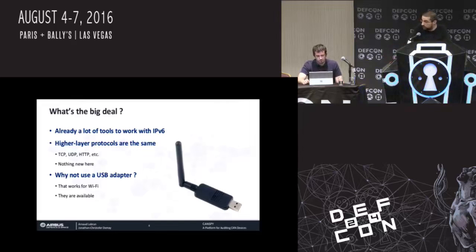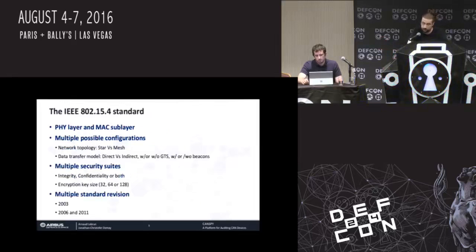So why not just use a USB adapter, just like you would do with Wi-Fi? Just buy a 6LoWPAN USB adapter, plug it into your computer, and start doing the penetration test. Well, that would be too easy. The underlayer, under the 6LoWPAN protocol, so I mean the physical layer and the MAC sublayer, is handled by the 15.4 protocol. And this is where things get complicated.